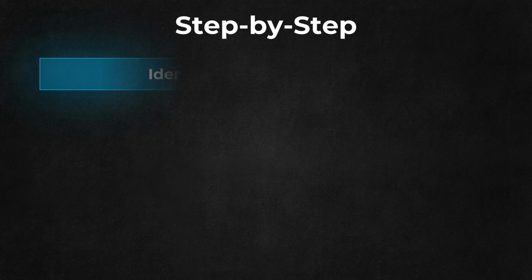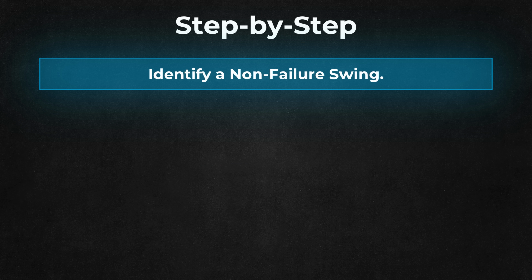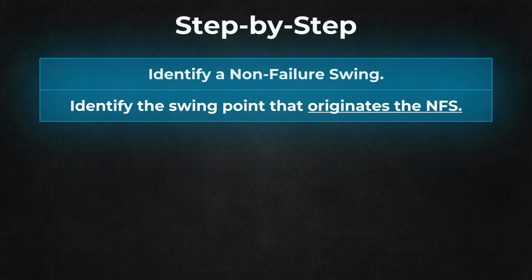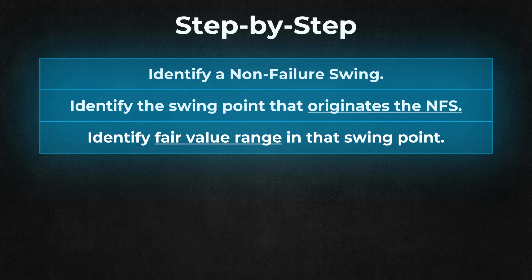Step number 1 is to identify a non-failure swing. Step number 2 is to identify the swing point that originates the non-failure swing. Step number 3 is to identify the fair value range in that swing point.